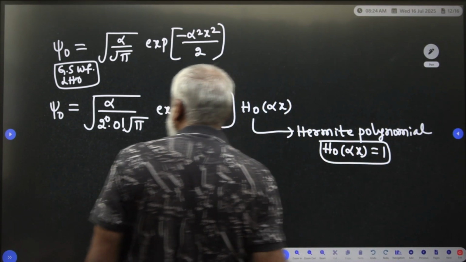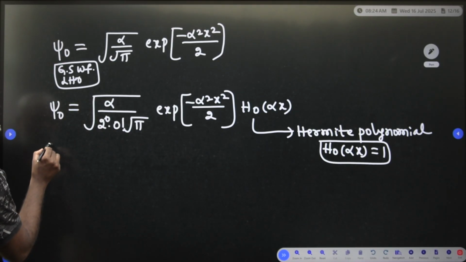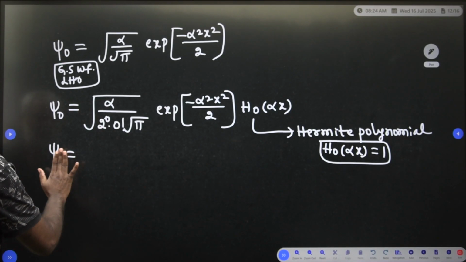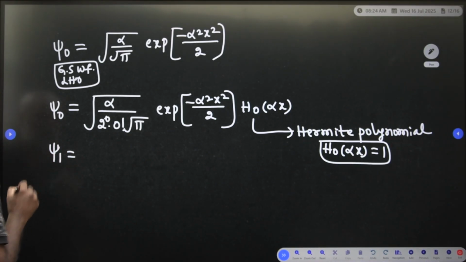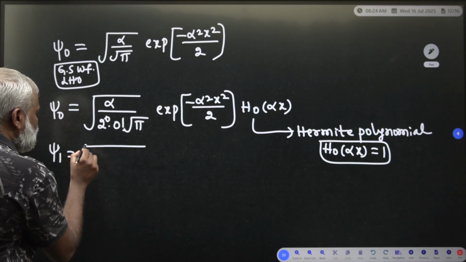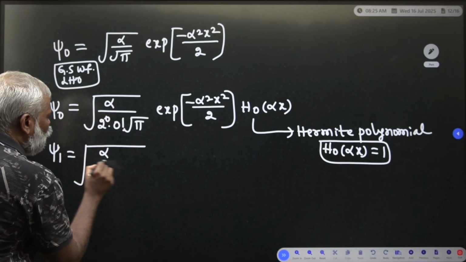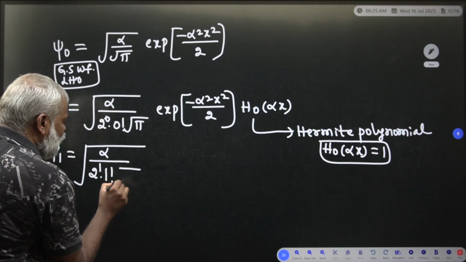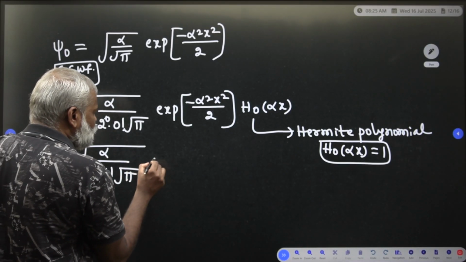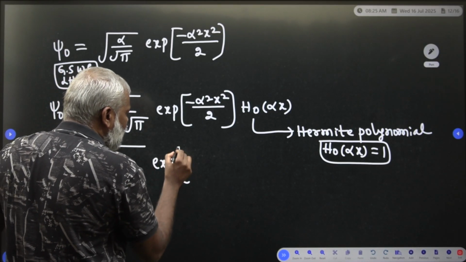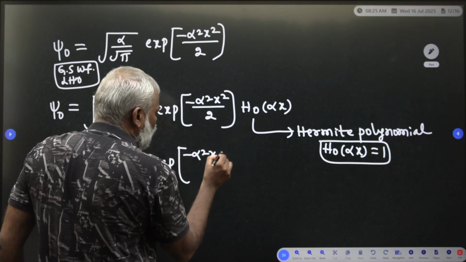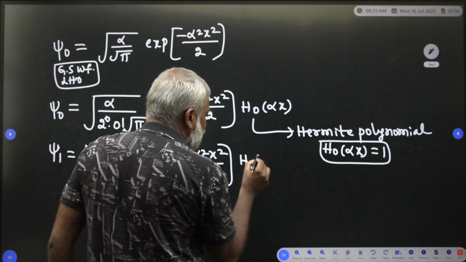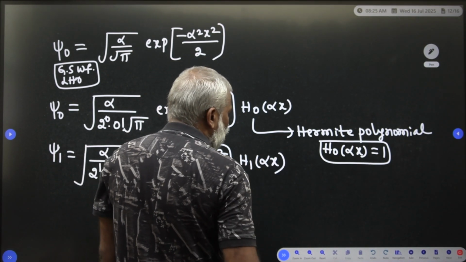Now you have to write the second excited state. Taking the first excited state, psi 1 is equal to alpha by 2 to the power of 1 into 1 factorial into root pi, exponential of minus alpha square x square divided by 2 into H1 of alpha x.